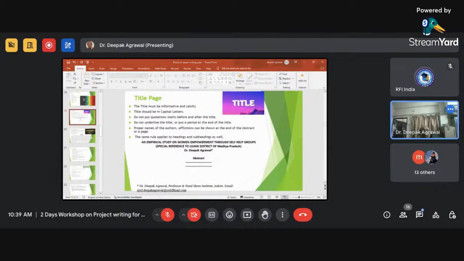Now, the title page. What factors must we focus upon? The title must be informative and catchy. It should be attractive enough, so good that it creates the interest of the reader. It's just like the title of a movie. The title of a movie indicates that something must be very creative.